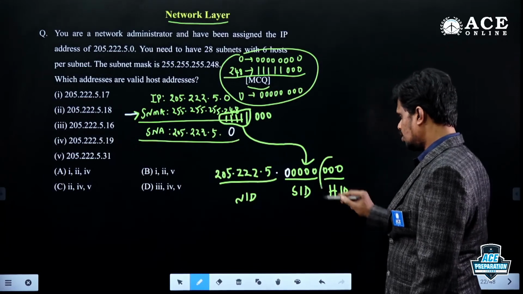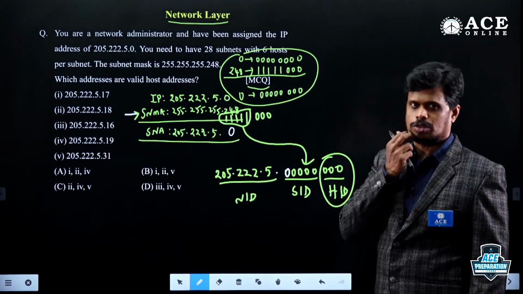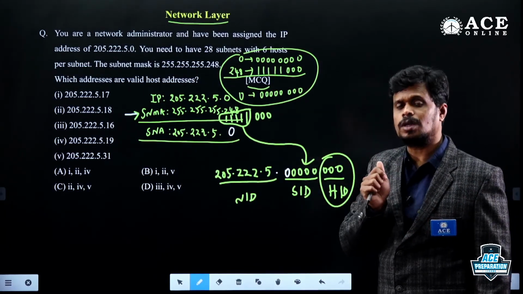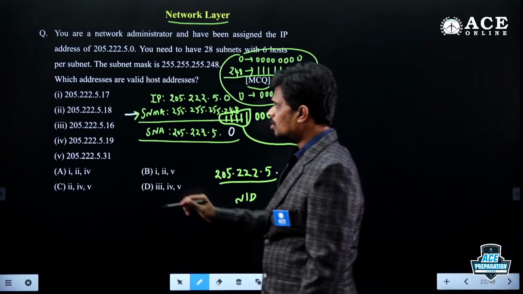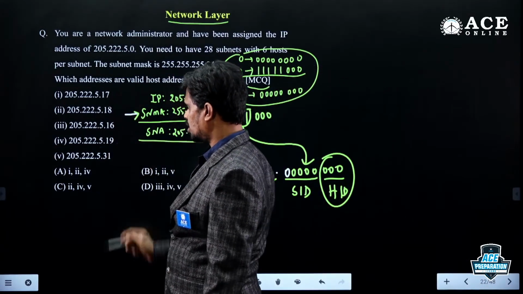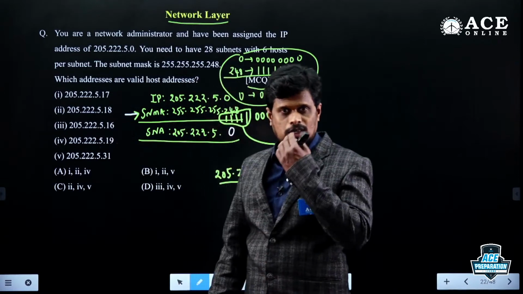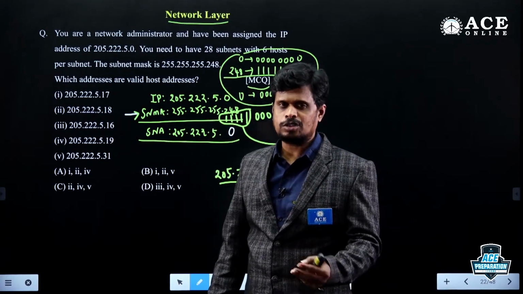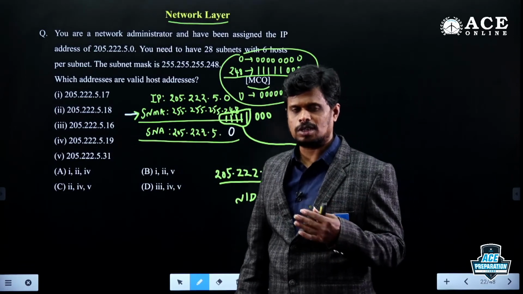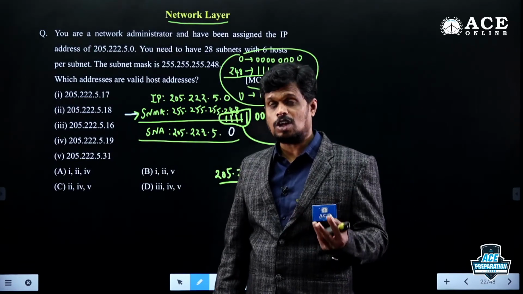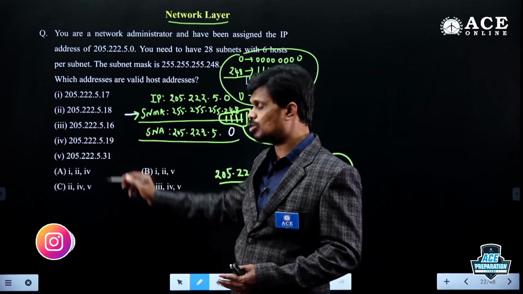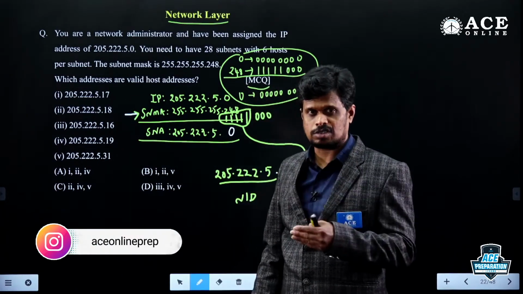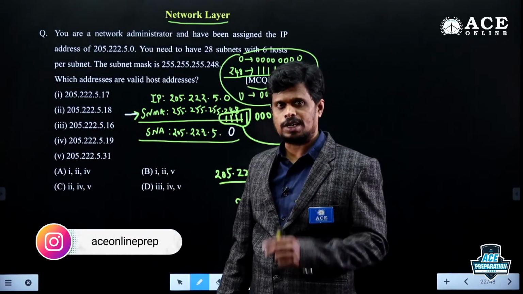So now the HID portion is 3 zeros. So the HID portion is 3 bits. So among the options, whichever option is not going to have all zeros and all ones, that option is valid. And any IP address which has the last 3 bits as all ones or all zeros is called an invalid address.